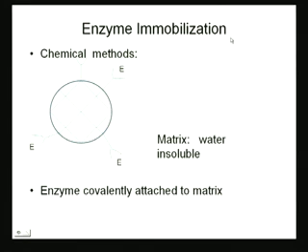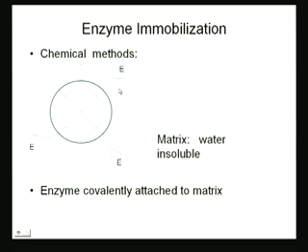This chapter that we're starting today is enzyme immobilization, and there are several methods of immobilization that we'll briefly discuss before we go on to understanding the process. There are chemical methods as well as physical methods. What you see on the screen is an example of a chemical method, where this enzyme, given by E, is covalently attached to the matrix. This matrix is typically water insoluble.